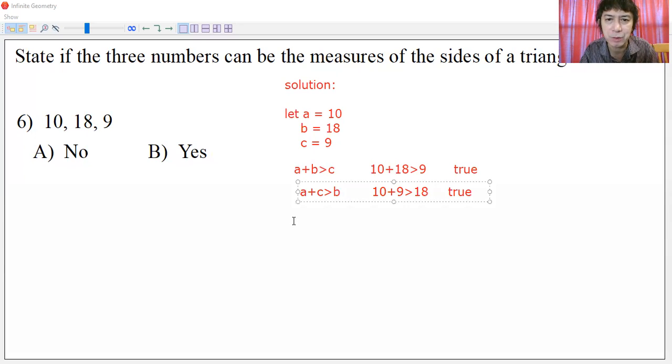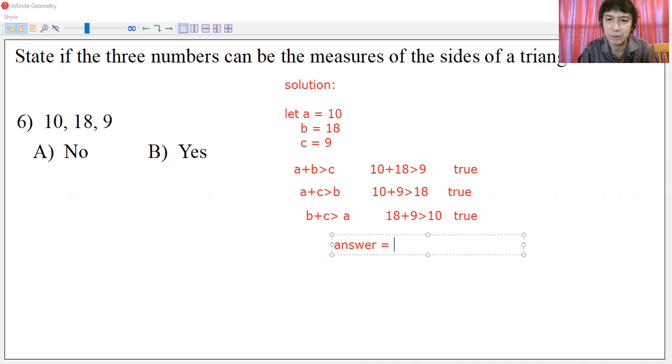All right, for the last one, we have B plus C. Is B plus C greater than A? We have 18 plus 9. Is 18 plus 9 greater than 10? That's true also. That's 27 greater than 10. That's true. Okay, so we have all possible tests, all true. That means it's a valid triangle. So the answer equals yes.